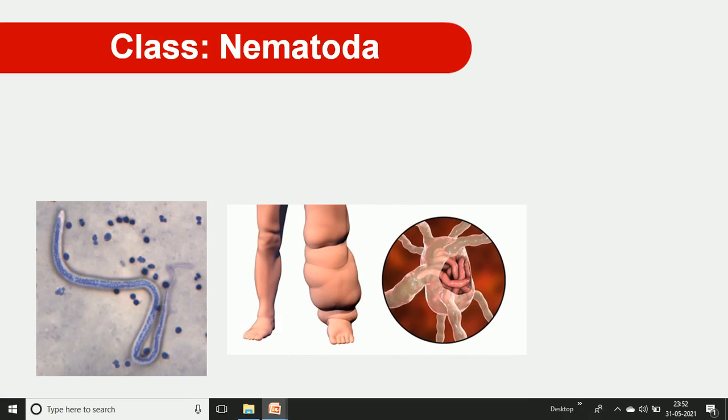Then the next example in the class Nematoda is Wuchereria bancrofti, which is also known as filariasis. This worm is another example of nematode worms, and it causes a disease known as elephantiasis or lymphatic filariasis. Inflammation of the lymphatic system is observed in patients, and Wuchereria bancrofti is transmitted by mosquito bite, which passes the nematode worms through the mosquito to the human body.